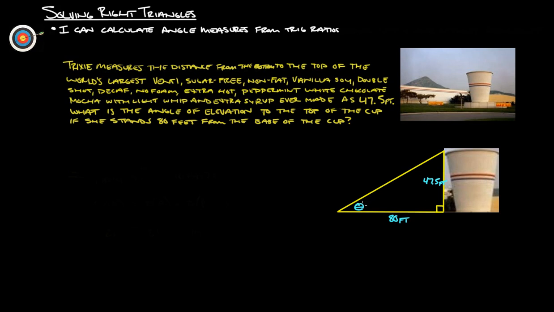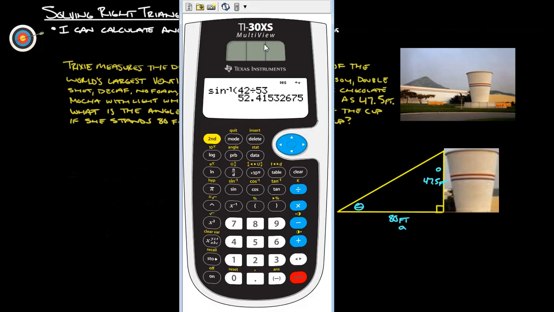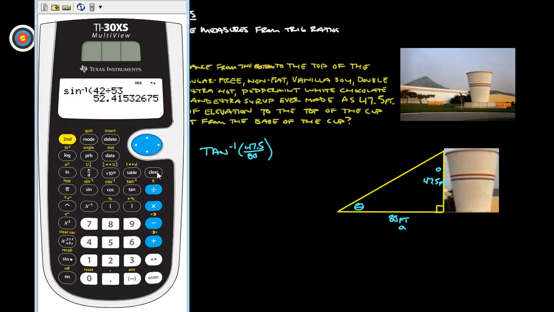Okay, so we take a look at this, and this side is from that angle, that's the opposite, and this side here is the adjacent, right? So that would be tangent. So whenever we're looking for the angle, inverse tangent, tangent to the negative first of, and tangent is opposite over adjacent, TOA, right? So 47.5 over 80. Okay, so get our calculator out and calculate that, and away we go.